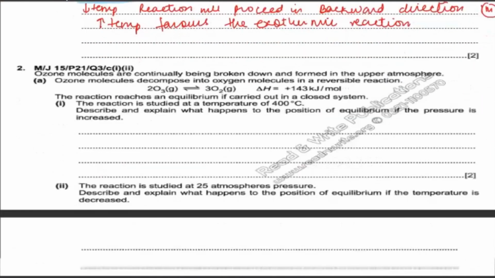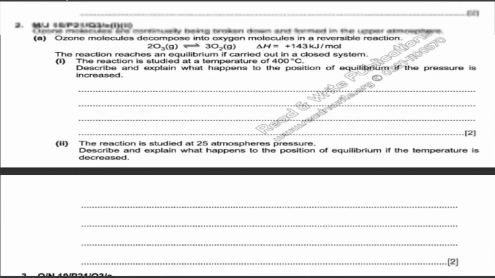The next question, in fact, is again from June 15, and it states that ozone is continually being broken down and formed in the upper atmosphere. Ozone molecules decompose into oxygen molecules in a reversible reaction. So this is an equation. You're getting 2 moles of gas here, and you have 3 moles of oxygen gas here. The forward reaction is endothermic, so the backward reaction is going to be exothermic.